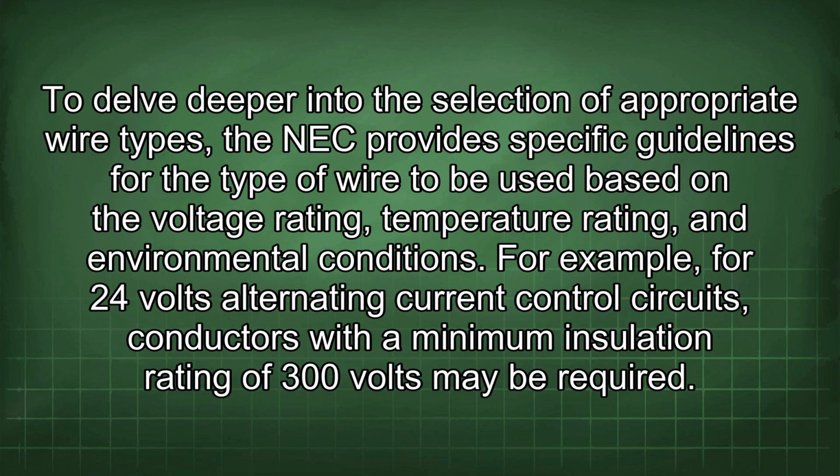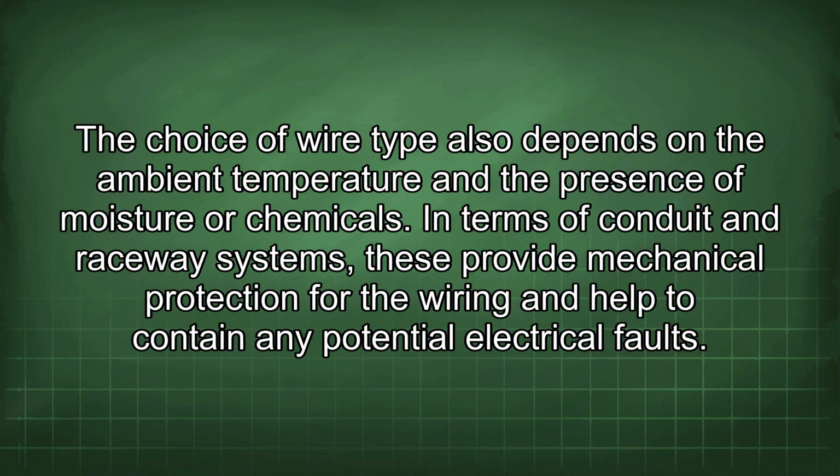To delve deeper into the selection of appropriate wire types, the NEC provides specific guidelines for the type of wire to be used based on the voltage rating, temperature rating, and environmental conditions. For example, for 24 volts alternating current control circuits, conductors with a minimum insulation rating of 300 volts may be required. The choice of wire type also depends on the ambient temperature and the presence of moisture or chemicals.